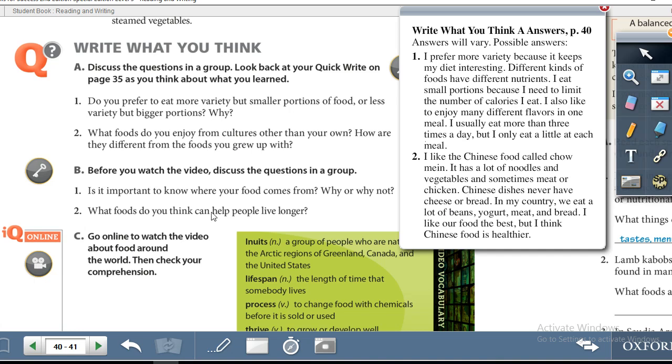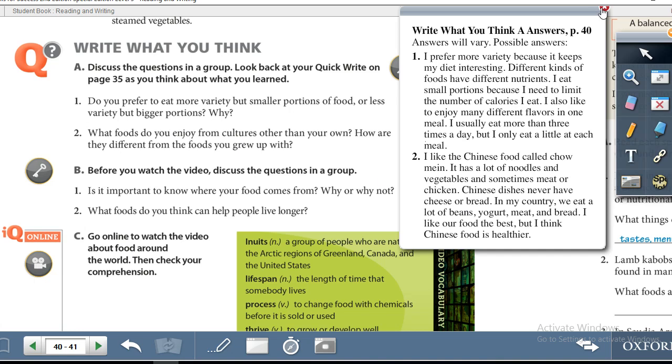Question number two. Let's read the question for number two. What foods do you enjoy from cultures other than your own? How are they different from the foods you grew up with? So once again, the person writes their own opinion. I like the Chinese food called chow mein. It has a lot of noodles and vegetables and sometimes meat or chicken. Chinese dishes never have cheese or bread. In my country, we eat a lot of beans, yogurt, meat, and bread. I like our food the best, but I think Chinese food is healthier. So once again, this is the person's opinion on the question.